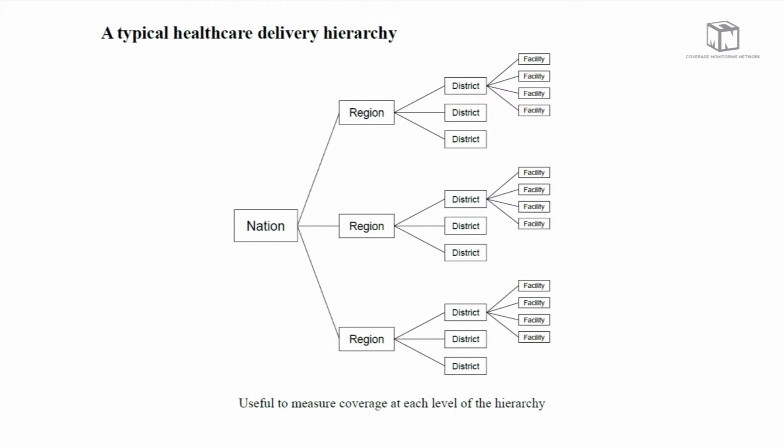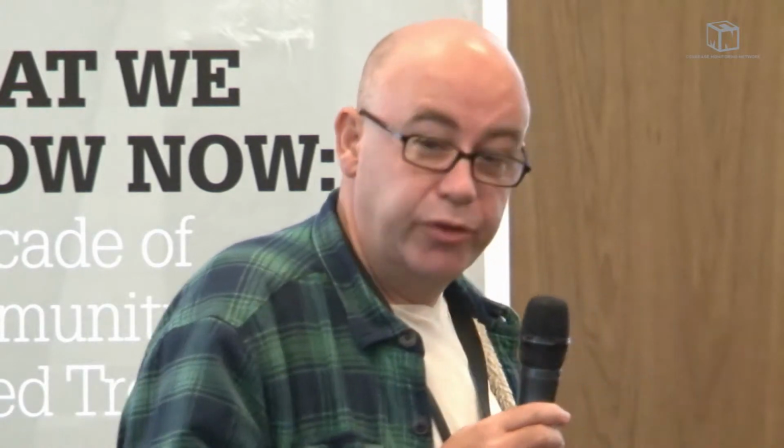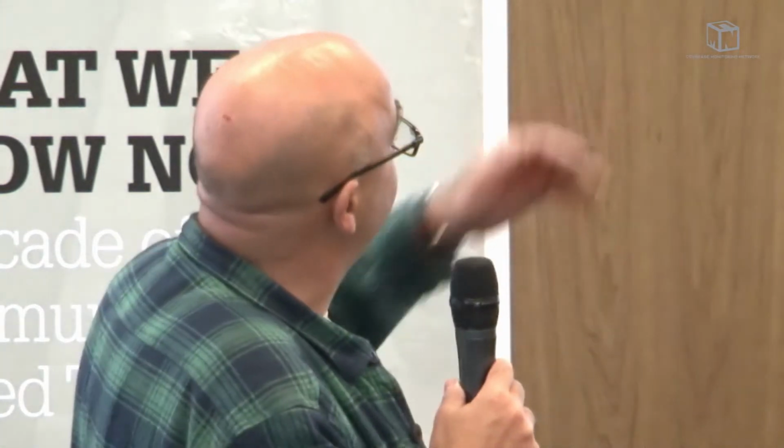The hierarchy is typically, in the UK, nation, region, district, facility. In Sierra Leone, this is nation, district, chiefdom, facility. In Sudan, this is federal state, local state, locality, facility, with management at all levels. This pattern repeats itself throughout the world. If you were to look at Afghanistan or Somalia, you might find something different. But unless we're dealing with non-states, failed states, this is the sort of hierarchy that we're working within. It might be useful to measure coverage at each level of the hierarchy.